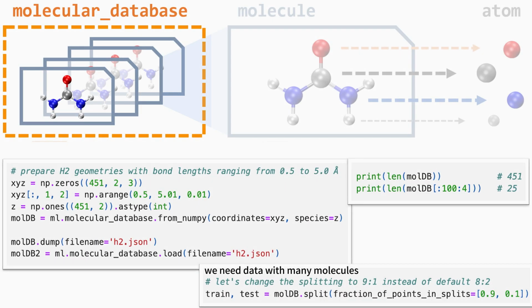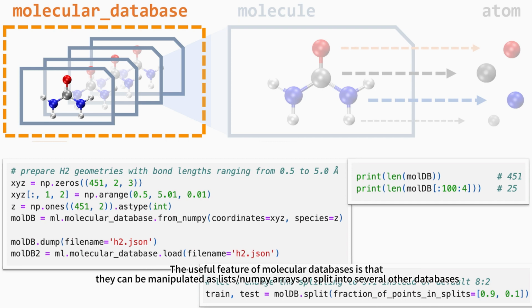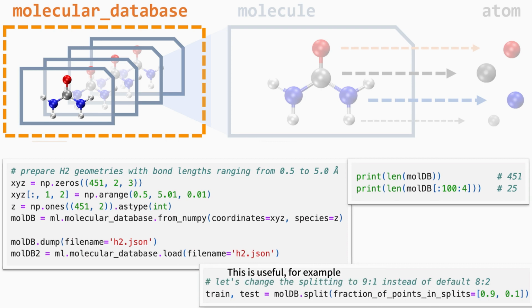In machine learning, we need data with many molecules. MLatom for this uses the molecular database class. The databases can be loaded and dumped in different formats. The useful feature of molecular databases is that they can be manipulated as lists, NumPy arrays, or split into several other databases. This is useful, for example, when we need to split the data into training and test sets.